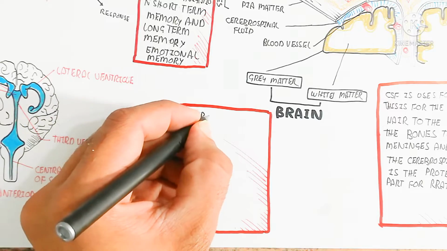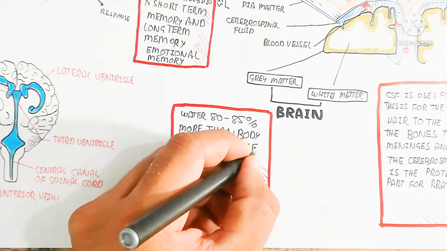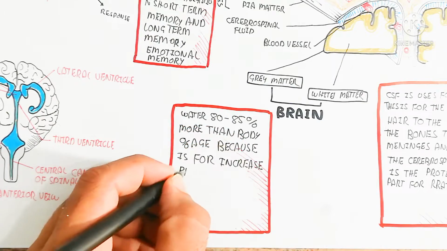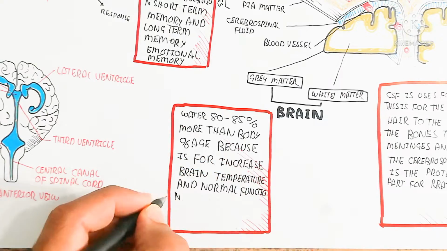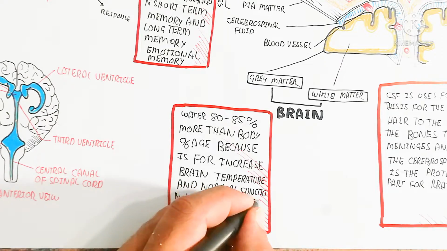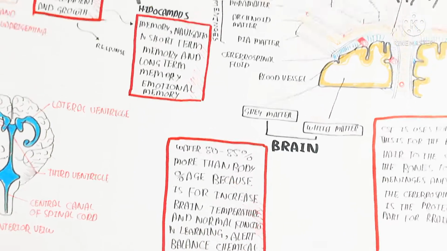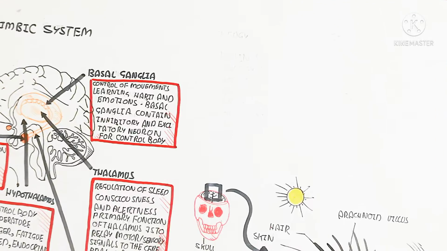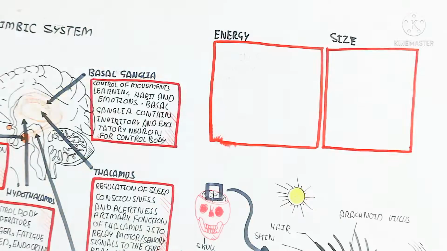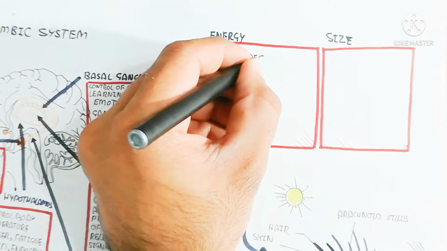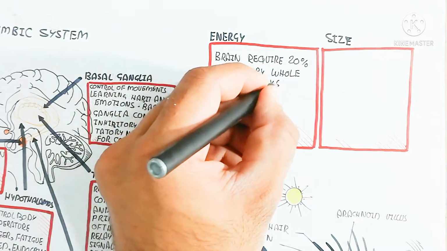Here we will discuss the water. Water is 80 to 85% of the brain, more than the body percentage, and it is important for regulating brain temperature, normal function, learning, alertness, balance and chemical processes. That is why the brain contains so much water. But an important thing is that during alcohol consumption, the brain dehydrates because water is absorbed into the blood. So we will feel impaired cognition, and the cognition will not occur and impairs human behavior due to the brain being unable to complete its work.